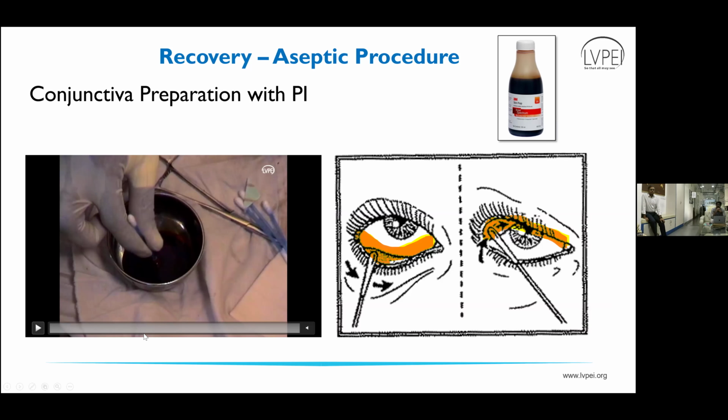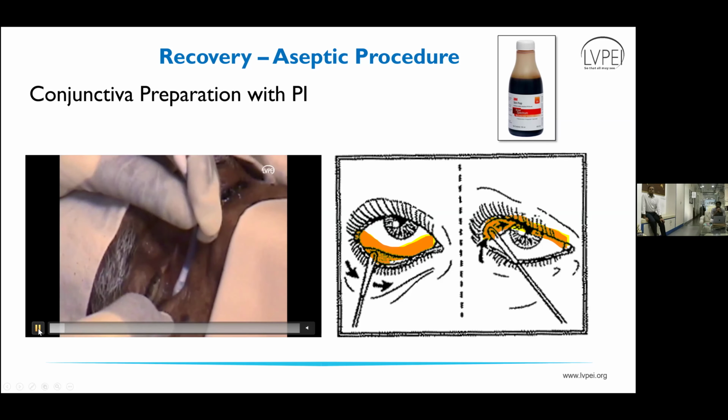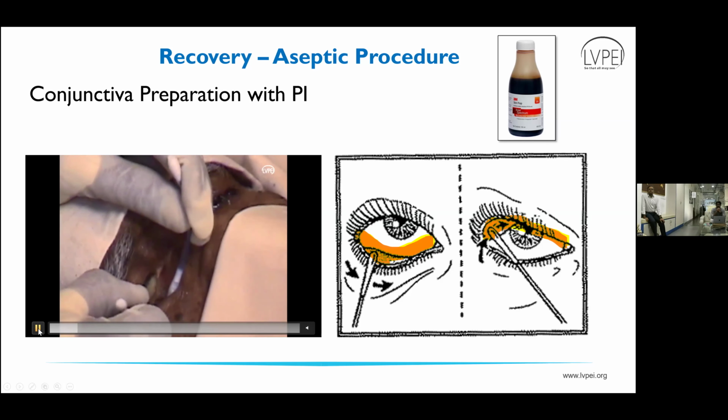and then clean the conjunctiva starting from the lateral canthus. We have to run through the lower conjunctival sac towards the medial canthus. I will show you the video. You can observe how the technician is performing the conjunctival preparation.